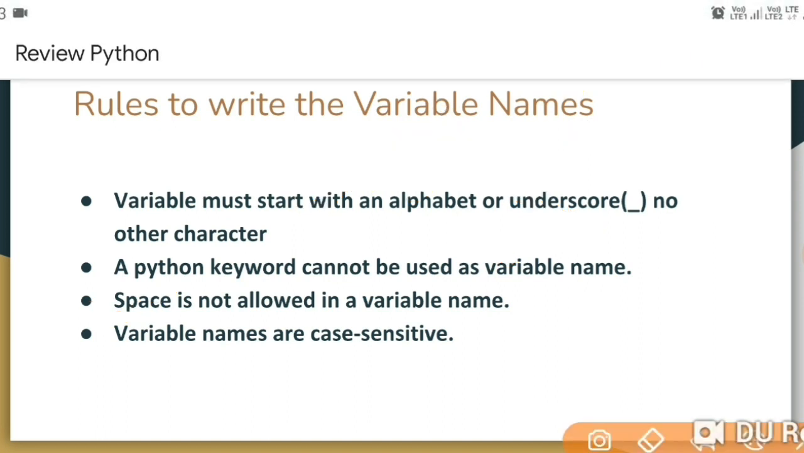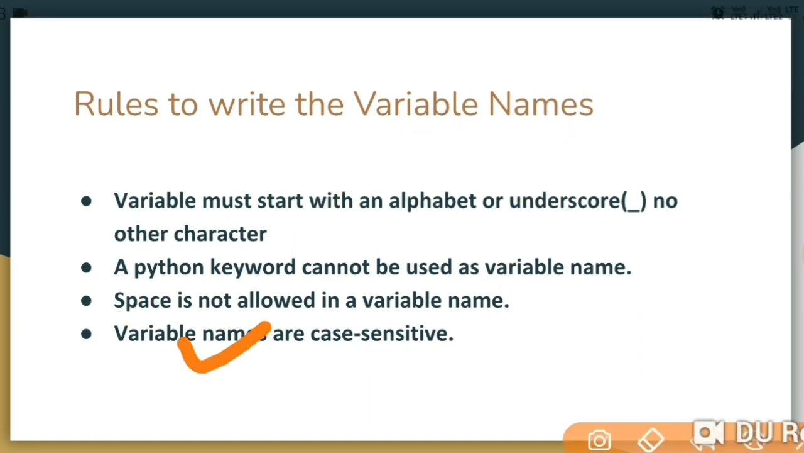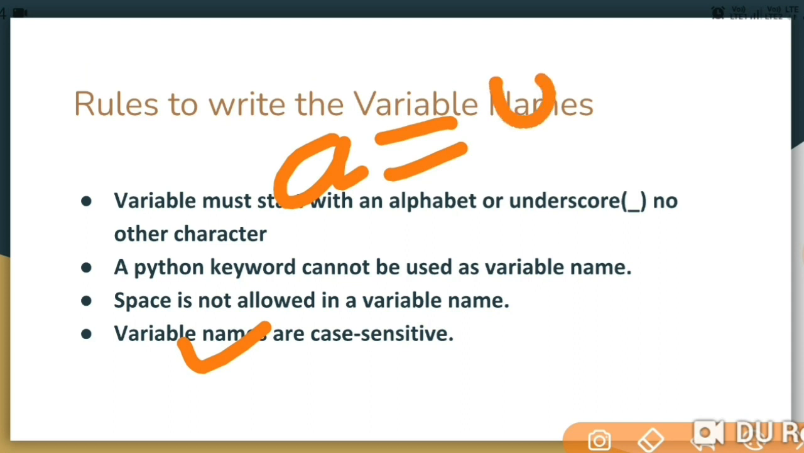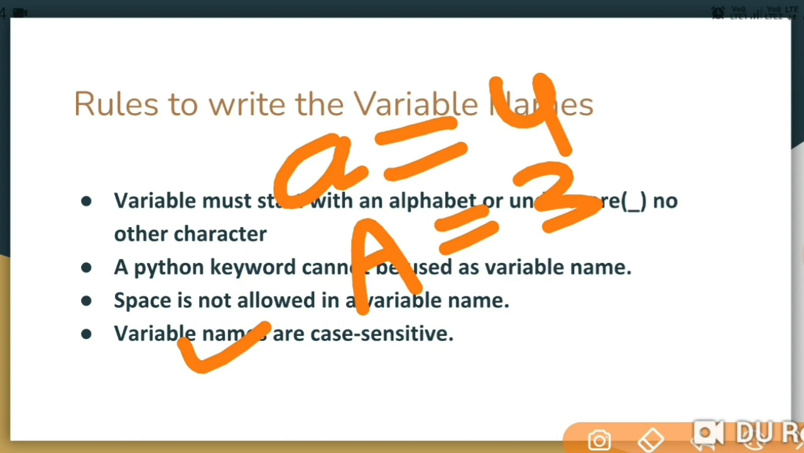Next rule is variable names are case sensitive. Suppose there is a variable a, you are assigning the value 4, and there is a capital A, you are assigning 3. So small a is different, capital A is different. Both variables are different because Python is a case sensitive language. So that is why small a is one variable and capital A is another variable.